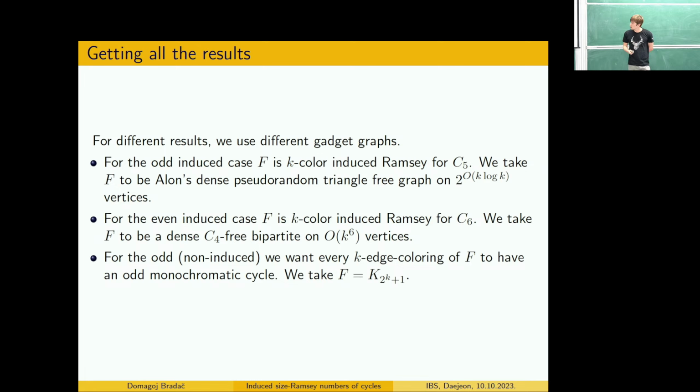Okay, and finally, for the size-Ramsey number of odd cycles, now not necessarily induced, we want the gadget graph F to have the property such that any k-edge coloring contains a monochromatic odd cycle. And here you can take F to be the clique on 2 to the k plus 1 vertices. Okay, and similarly, once we have such a cycle, in the auxiliary graph we connect 2 vertices which are almost on the diameter, and put an edge there in the auxiliary graph.